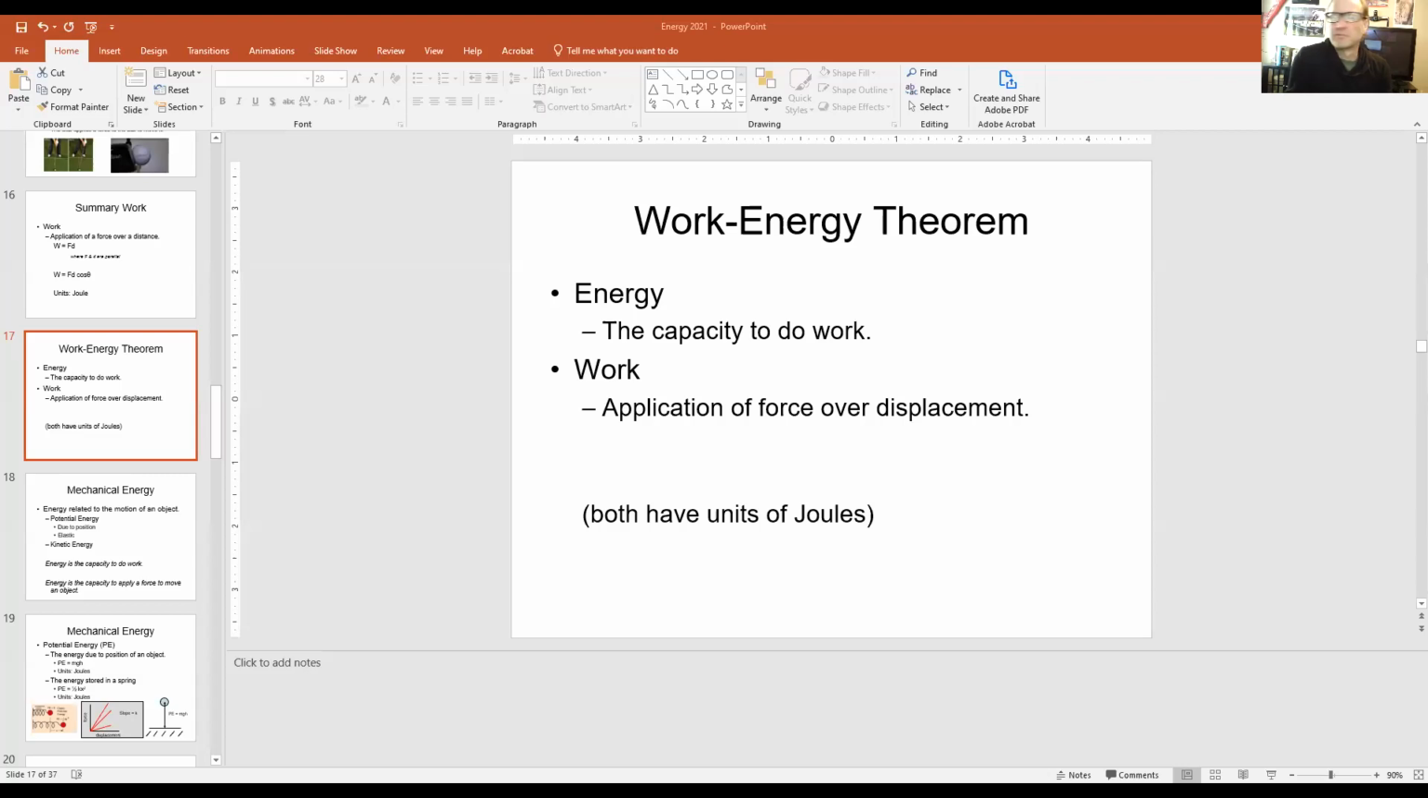Let's dive into this a little bit. Oh, I've got to share my screen. All right, sorry, I meant to have this slide up while I said all that. But energy is the capacity to do work. Work is the application of force over distance, and both work and energy have the same set of units.